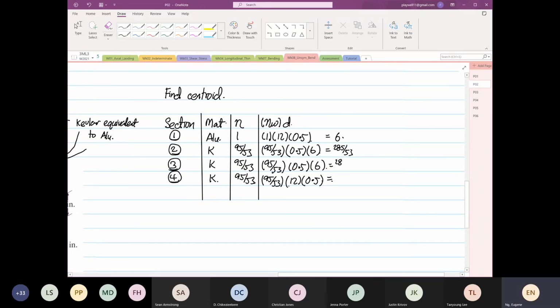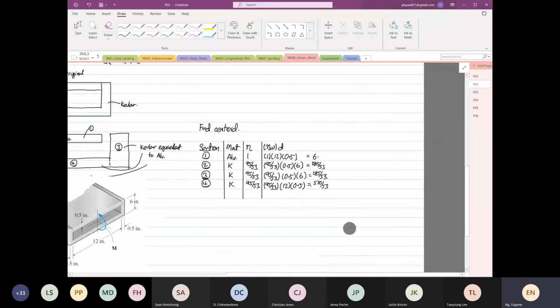The same. So 95 over 53 times 12 times 0.5 will be equal to 570 over 53. Okay. So as I said, you guys will see the advantage now why we did not change the height, right? This is the good news.